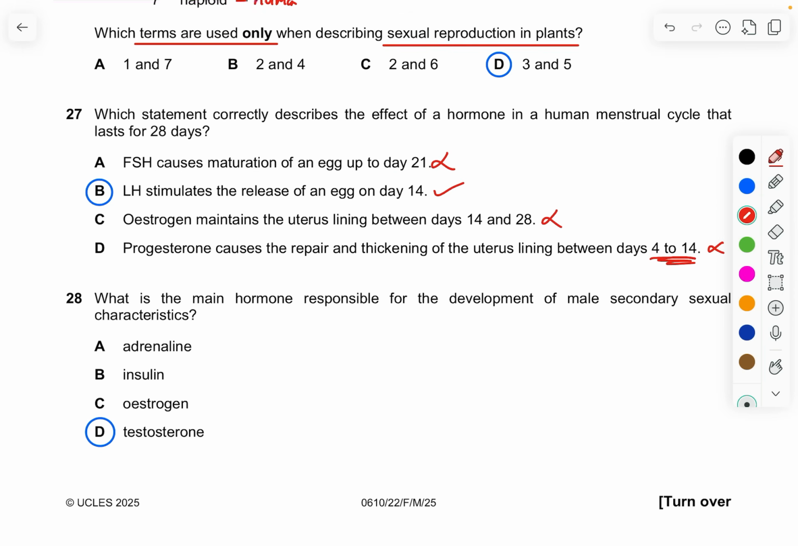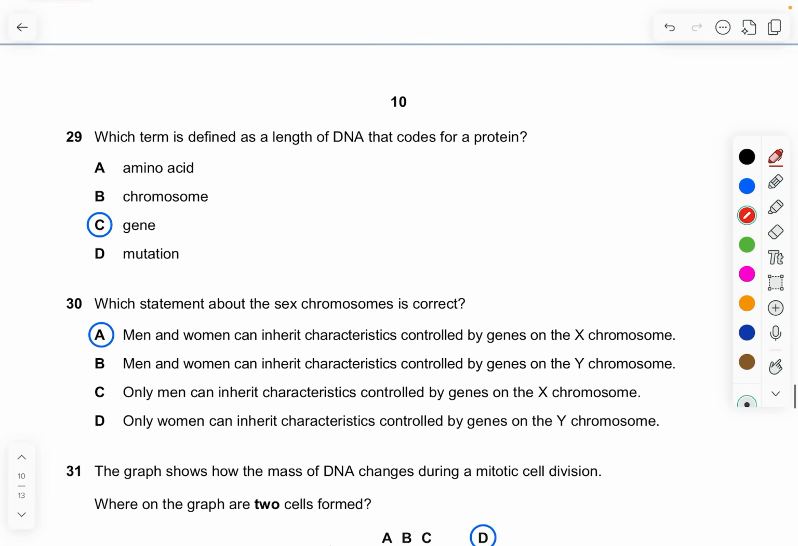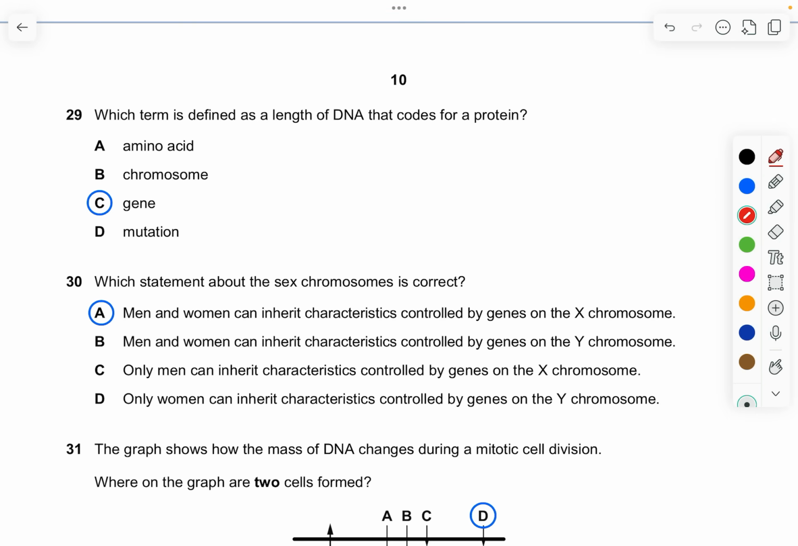Question 28. What is the main hormone responsible for development of male secondary sexual characteristics? Adrenaline, nope, we both have adrenaline. Insulin, both male and female have it. Estrogen is mainly found in women or girls, where this is more of the main driving hormone. Testosterone is the main hormone found in males. Question 29. Which term is defined as the length of DNA that codes for a protein? Obviously, this is a very straightforward question. If you know the definition, you definitely know the term, which is gene.